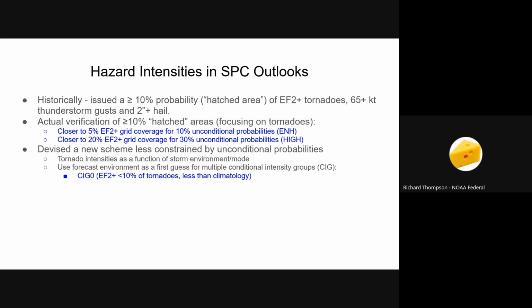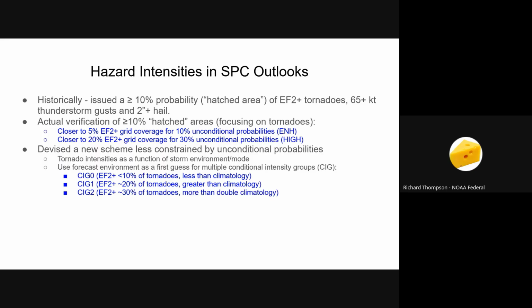If you just randomly pluck a tornado out of the pile for that distribution, less than 10% of them are EF2 plus, whereas broad climatology for the whole CONUS is more like 15%. Now, conditional intensity group 1, we've actually gone above climatology by a little bit, and I'll show you how we relate this to storm environment in a minute.